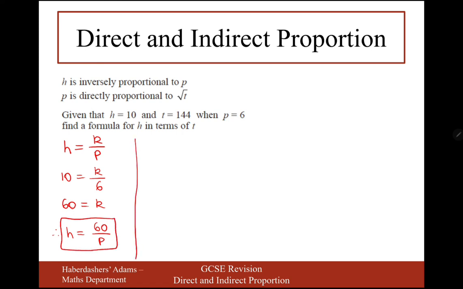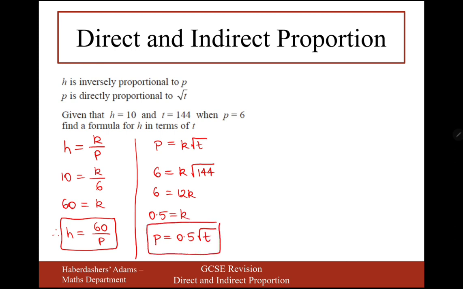Moving on to the next sentence here, p is directly proportional to the square root of t. So no fraction here, just k times the square root of t. And when p is 6, so 6 equals k times the square root of 144. We all know that square root of 144 is 12. Divide the 12 onto the other side and you get 0.5. So therefore the formula is p equals 0.5 times the square root of t. So that's our second formula.